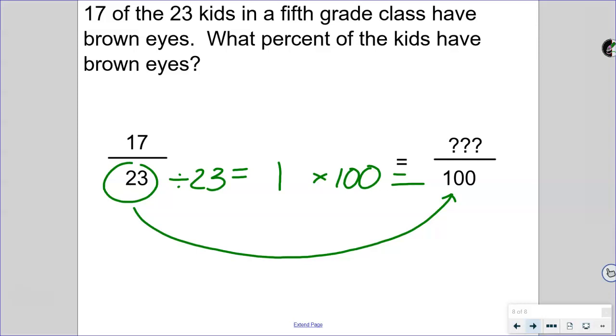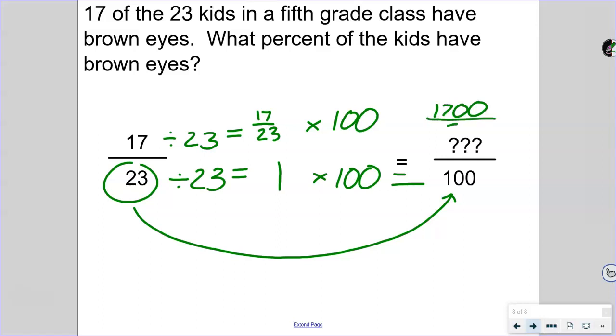So since that's what I've done on the bottom, that's what needs to be done on the top. So if I take 17 and divide it by 23, as weird as it might feel, 17 divided by 23 equals 17 23rds, which is kind of bizarre, but it's true. And so now I have to take 17 23rds and multiply it times 100, which is the same thing as saying add 17 23rds 100 times. And if I add 17 plus 17 plus 17 100 times, that's going to give us 1,700 23rds.